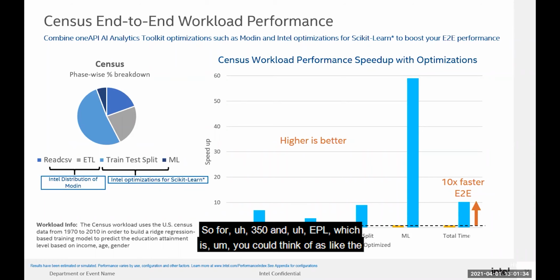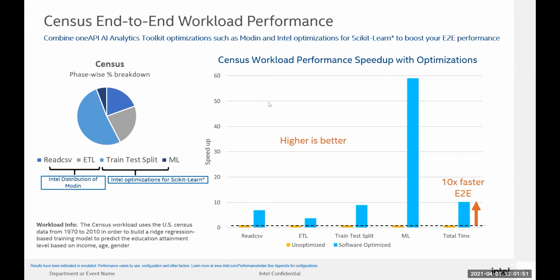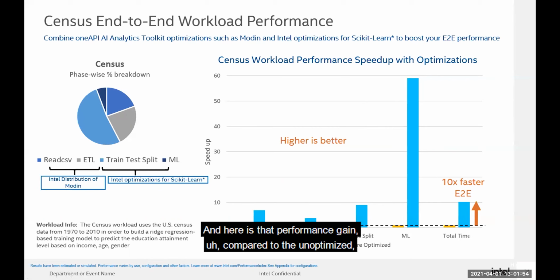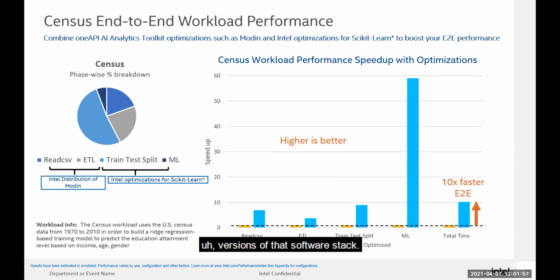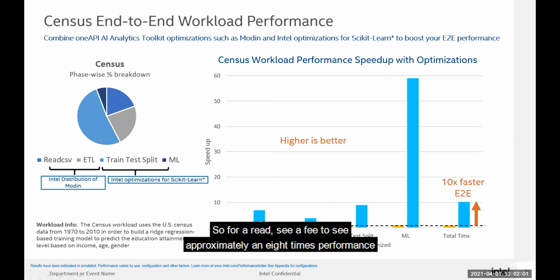So for read CSV and ETL, which you could think of as dropping, transforming, and loading the data, those are all being handled by Intel distribution of Modin. Then for the train test split and the ridge regression portion, we're using Intel optimizations for scikit-learn. And here is that performance gain compared to the unoptimized versions of that software stack. For read CSV, you could see approximately an 8 times performance increase. For the ETL optimizations like drop NA, organizing the data and so on, I believe that's around a 4 times performance increase. For train test split, simply splitting the data to get it prepped and ready for ridge regression, you could see around an 8 times increase.